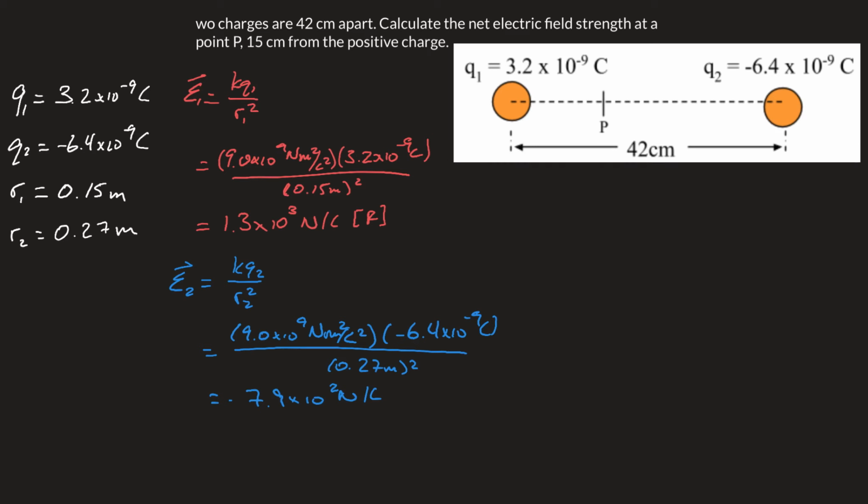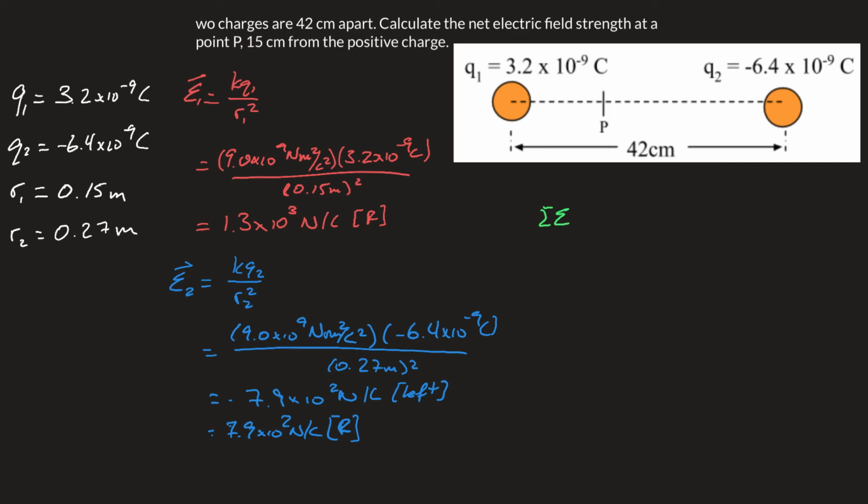So that's a negative value, and that value is towards the left, which means it would give us a positive value towards the right. So positive 7.9 times 10 to the 2 newtons per coulomb to the right. Because our point P is to the left, a negative value implies that the direction is to the right. This helps us a lot because now both of our directions are positive and they're both to the right, which allows us to find our sum.